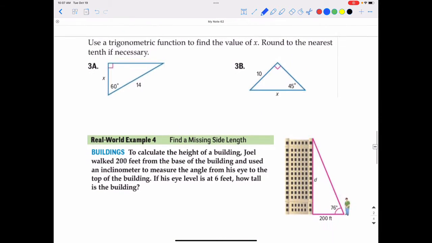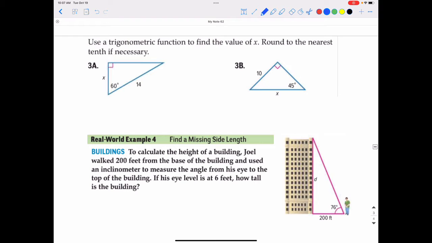Let's do a couple more examples like that. Use a trig function to find the value of x, round to the nearest tenth if necessary. So on this one, we have a 60-degree angle. The side x, the side we're trying to figure out, is adjacent to the 60-degree angle. 14 is a hypotenuse. So the trig function we want to use is cosine, because that is adjacent over hypotenuse.